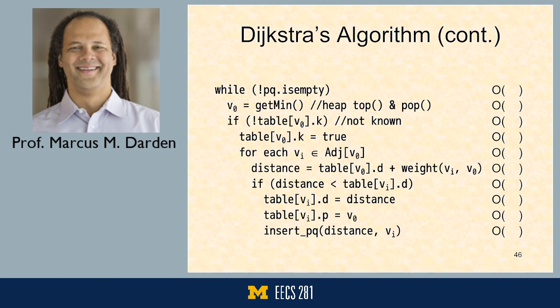So as I get the minimum item, which is take something off the heap, right? I'm trying to find the next shortest edge or the closest vertex to investigate. So I'll do that by taking something off of the heap. So I'll get that by saying V sub O is equal to get min.